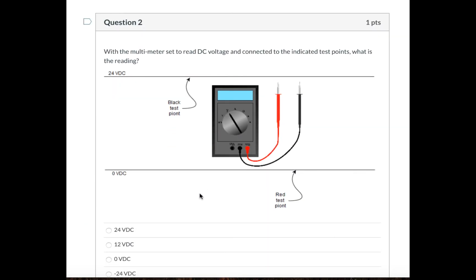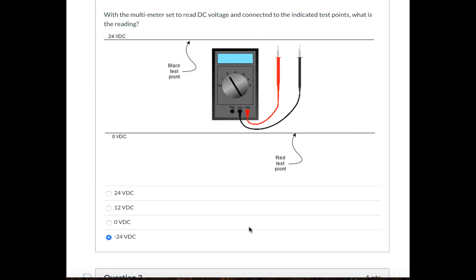This question, what happens if we switch the leads? Black is up here, red is down here. Now it's going to be negative 24 volts.